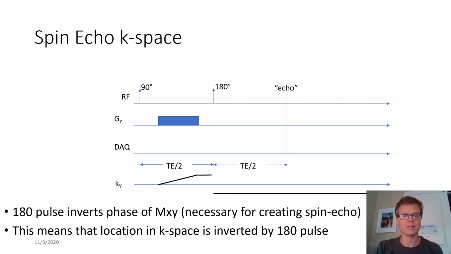Now for the phase encoding gradient, note that I switched to GY and KY. We still get this inversion of the location. So if we were at some location KY naught before the 180, we get moved to a location negative KY naught after the 180-degree pulse. This manipulation of the k-space location again occurs on our various k-space directions corresponding to our different k-space axes.